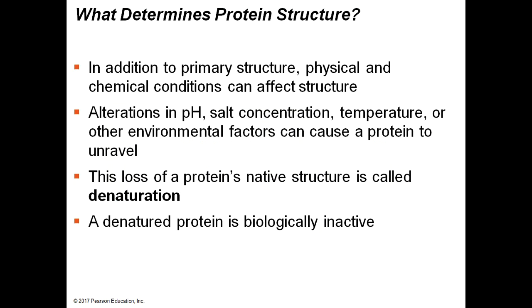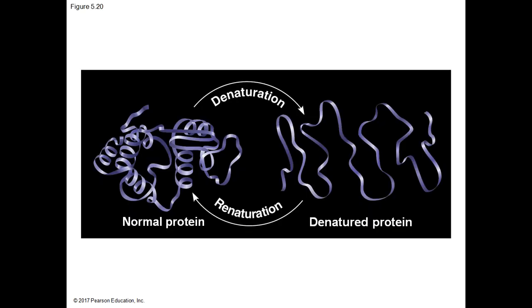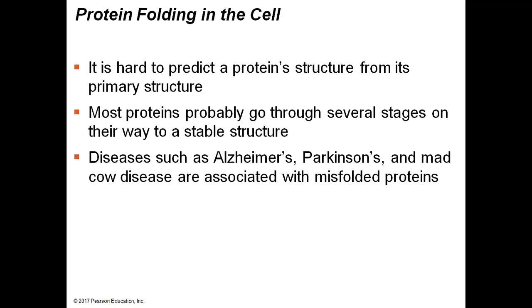In addition to primary structure, physical and chemical conditions can affect structure. Alterations in pH, salt concentration, temperature, or other environmental factors can cause a protein to unravel. This is called denaturation. A denatured protein is biologically inactive. So there's a picture depicting denaturation and renaturation. It's hard to predict a protein structure from its primary structure.